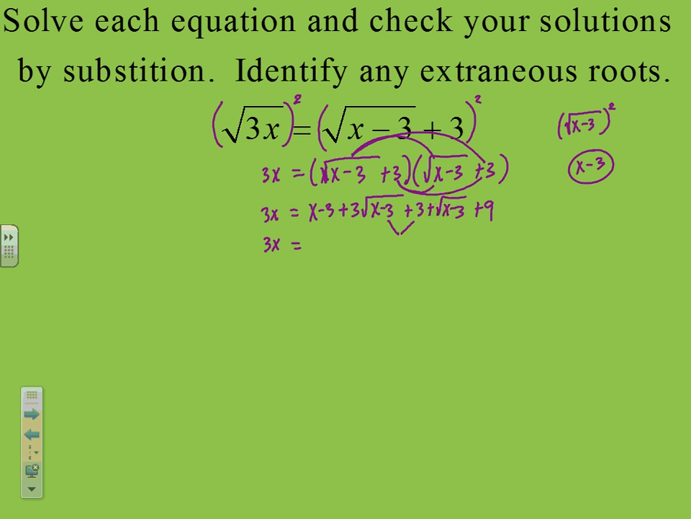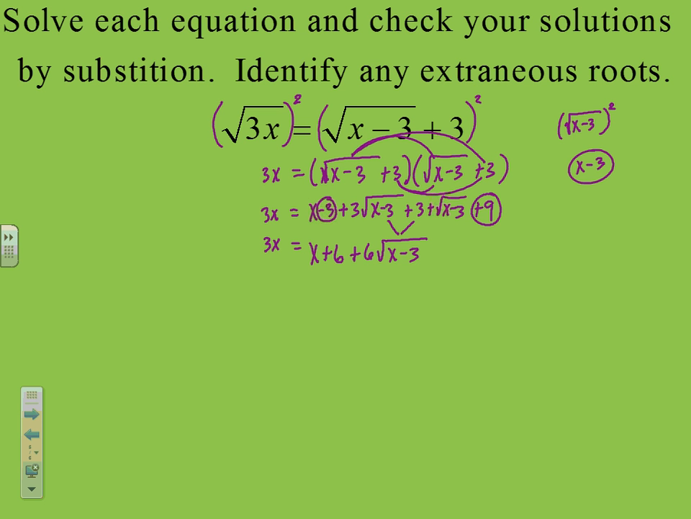As with any time we FOIL something, the two terms in the middle are always going to be like terms. But I also have an integer here, negative 3, and an integer here of 9 that can combine. So I'm going to get x plus 6 between the negative 3 and the positive 9. And the two terms in the middle are going to give me a positive 6 radical x minus 3. The radical doesn't change. It's just the number in front of it that gets added together.